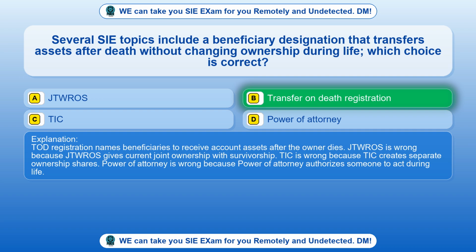TOD registration names beneficiaries to receive account assets after the owner dies. JTROS is wrong because JTROS gives current joint ownership with survivorship. TIC is wrong because TIC creates separate ownership shares. Power of attorney is wrong because power of attorney authorizes someone to act during life.